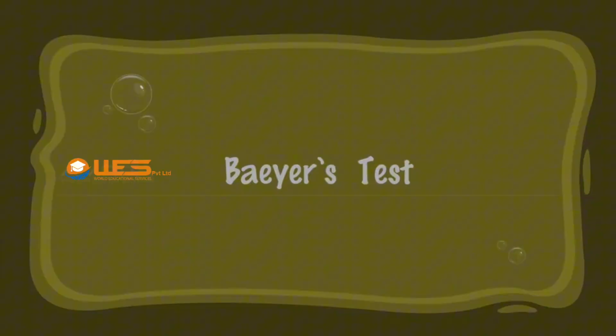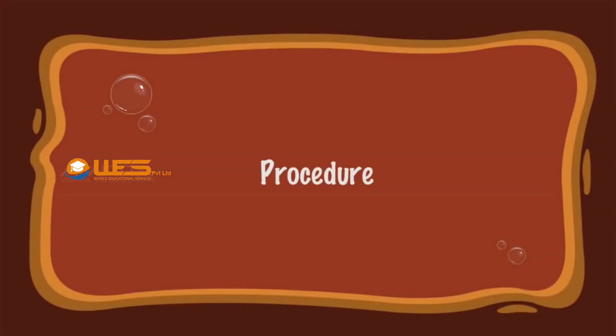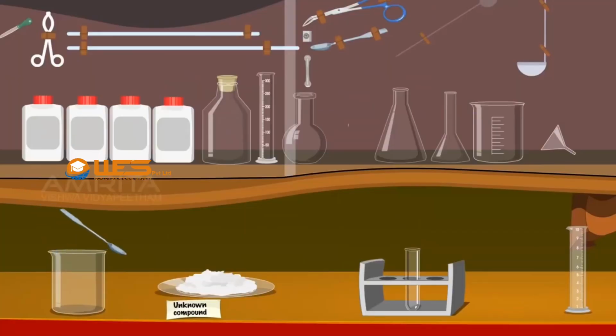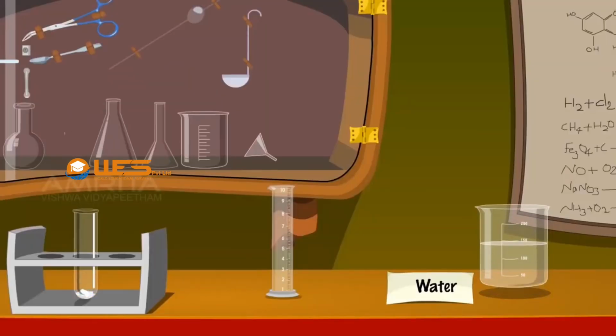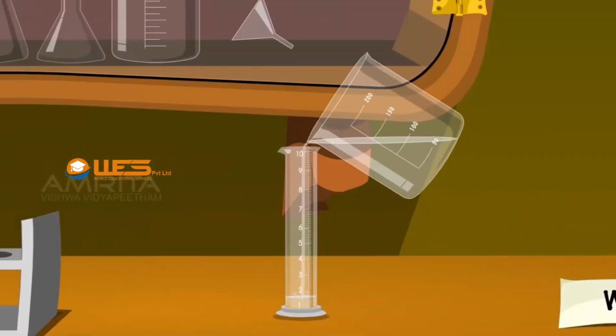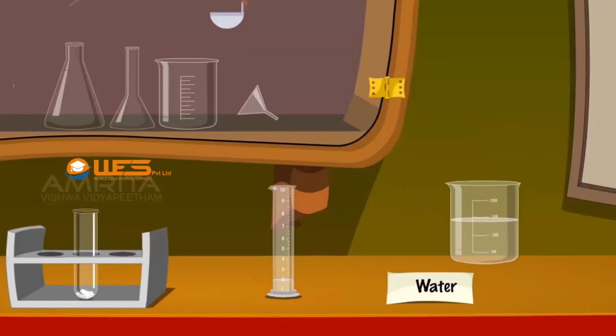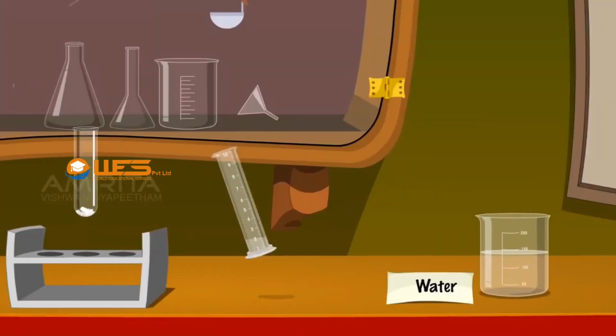Baeyer's test. Procedure. Add some unknown compound into a test tube using a spatula. Take 2 ml of distilled water in a measuring cylinder. Add it to the test tube and shake it well.